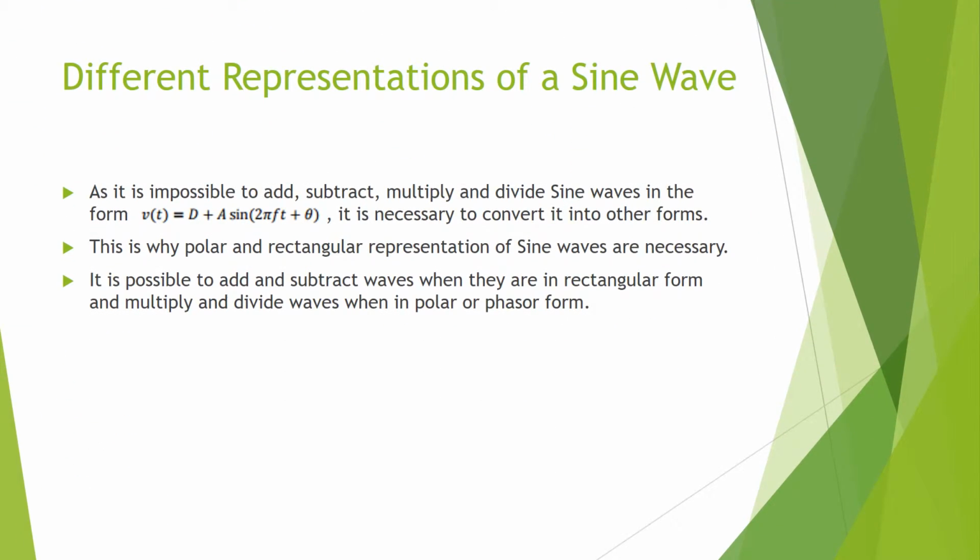Different representations of a sine wave. As it is impossible to add, subtract, multiply and divide sine waves in the form V(t) = d + a sin(2πft + θ), it is necessary to convert it into other forms. This is why polar and rectangular representation of sine waves are necessary. It is possible to add and subtract waves when they are in rectangular form, and multiply and divide waves when in polar or phasor form.